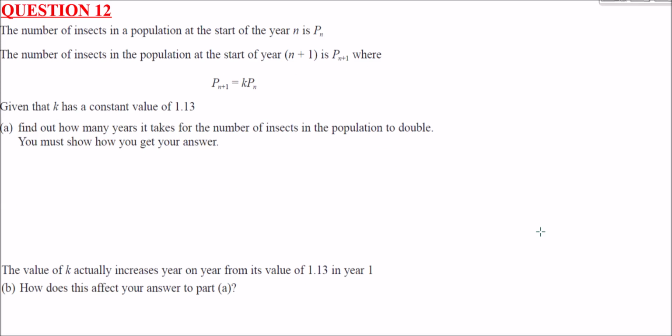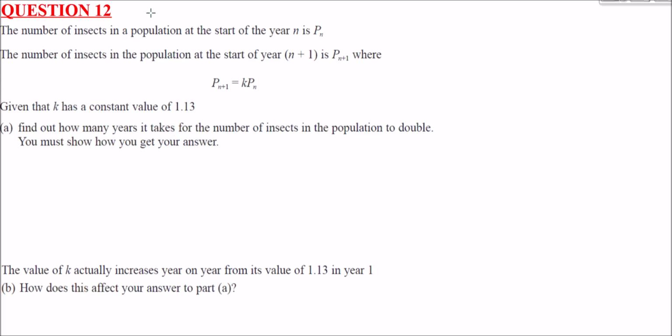Question 12, we have number of insects in a population at the start of year n is p subscript n. The number of insects in the population at the start of year n plus 1, in other words, the next year along, is p subscript n plus 1, where p(n+1) and p(n) are related by this constant k. All this means is the next year along is the previous year's population multiplied by k. We're also told that k has got a constant value of 1.13. Find out how many years it takes for the number of insects in the population to double. You must show how you get your answer.